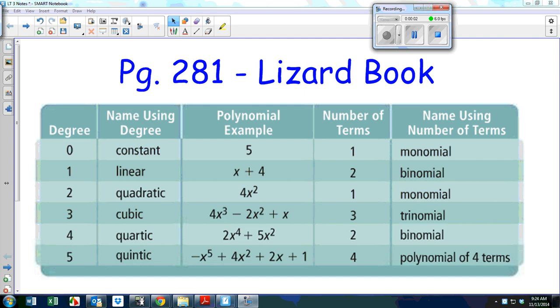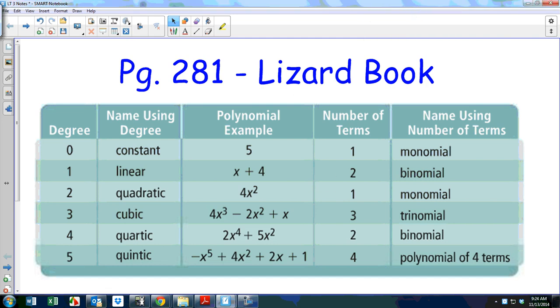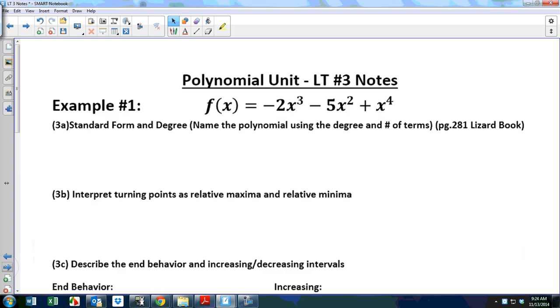All right, learning target 3. This is the graph, the chart you'll need. But here's the example. We'll look back at that chart in just a second. Learning target 3, you're going to be graphing a polynomial function and talking about a lot of its features.